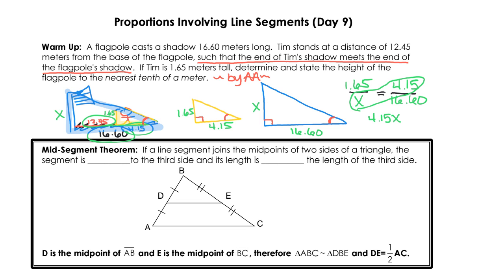4.15x is equal to 1.65 times 16.60, which is 27.39. And we'll divide by 4.15. And x will come out to equal 6.6, and that's meters. And that is the height of the flagpole.